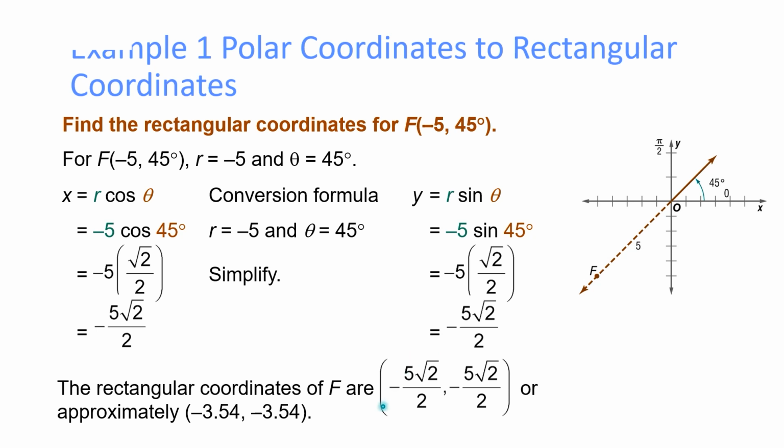So the rectangular coordinates of F are going to be negative 5 square root 2 over 2, which is approximately negative 3.54. And even the second one is going to be the same, negative 3.54. So the actual representation is going to be like negative 5. So you go on the opposite side, 5 units, and then making an angle of 45 degrees.